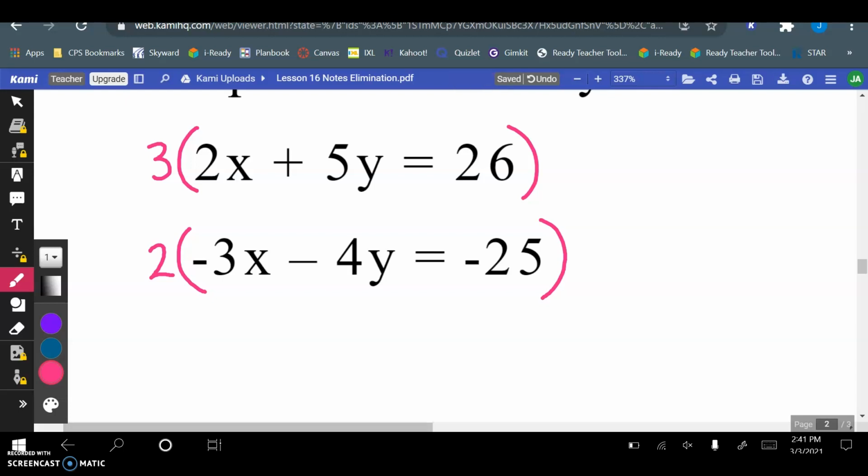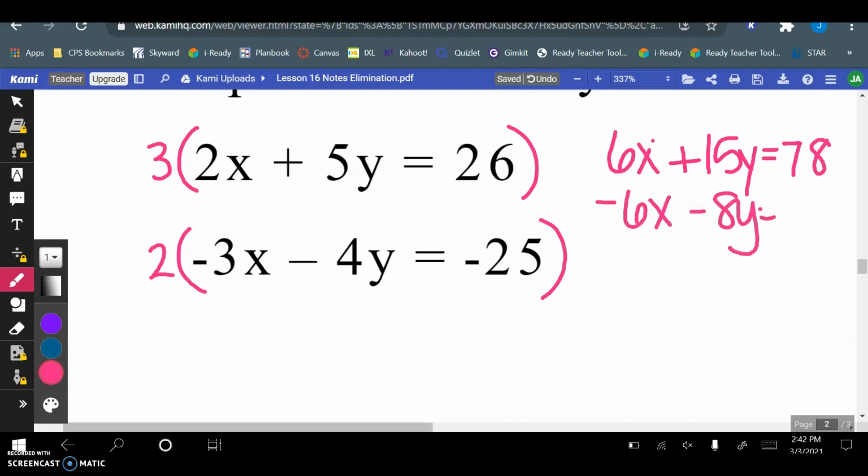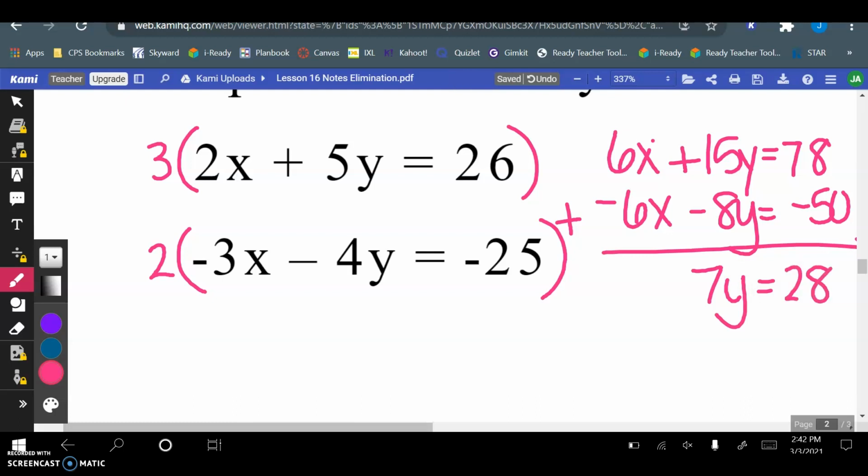So I have to change both equations here. So 3 times 2x would be 6x, 3 times 5y would be 15y, and 3 times 26 would be 60 and 18, that's 78. And then at the bottom, I'm going to have negative 6x, negative 8y, and negative 50. So I'm going to add going down. My x's will cancel. And 15 and negative 8 would make 7y. And then 78 minus 50 is going to be 28. Divide by 7. Y is 4.